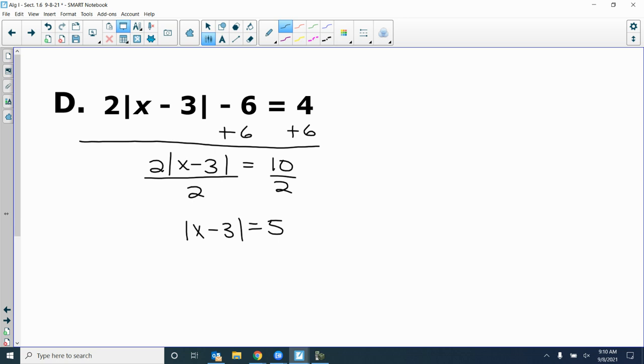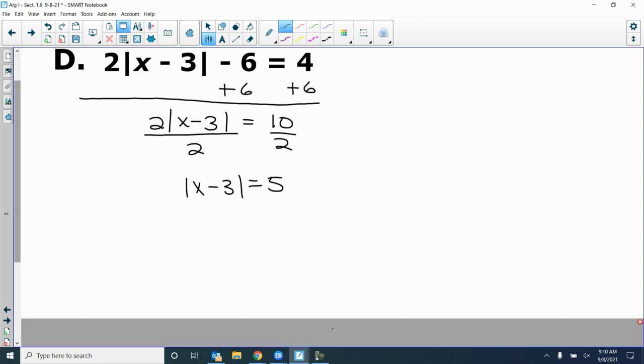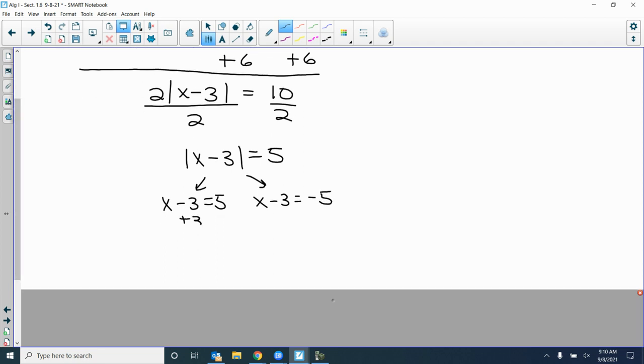Okay, the absolute value is by itself. Does it equal a positive? Split into two cases. Set it equal to 5, set it equal to negative 5. And those will give us our two answers at the top. I'm just going to go through it, Mason. So I get x minus 3 equals 5. I get x minus 3 equals negative 5. And so I add 3, and I get x equals 8. I'm going to add 3, and I get x equals negative 2.